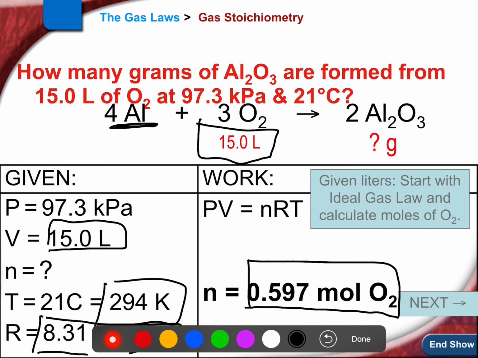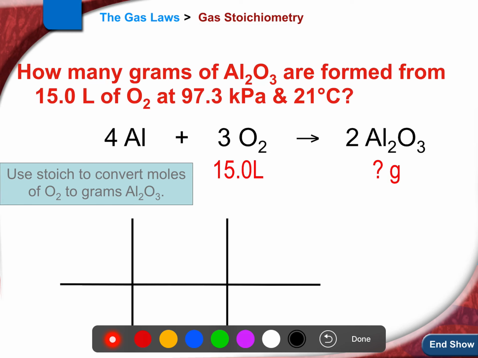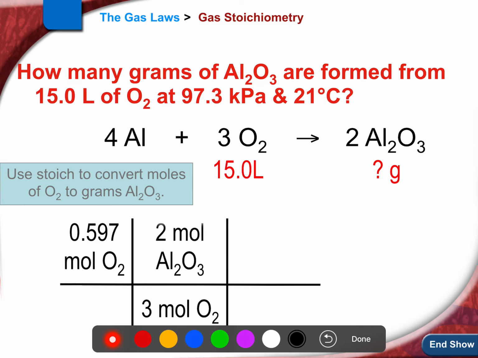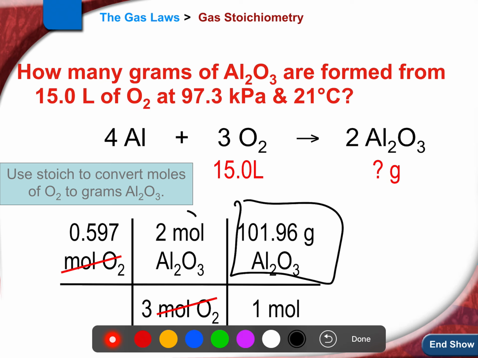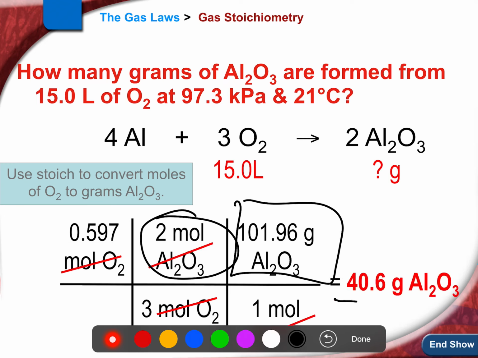Now you're going to do the mole ratio. So we do have oxygen, we don't have aluminum oxide, so the mole ratio step is going to be 2/3. So we got our moles of oxygen, 2 moles of aluminum oxide for 3 moles of oxygen, and then 1 mole of aluminum oxide is this many grams, because they don't want just moles of aluminum oxide, they want grams. So you get the molar mass, put it on top, and you should get 40.6 grams of aluminum oxide.